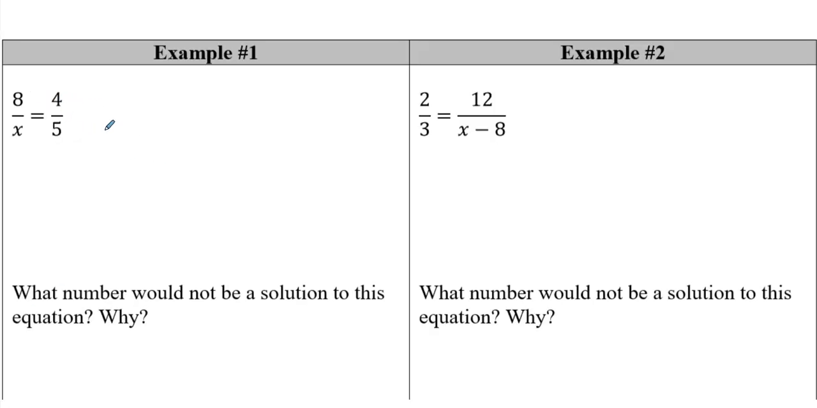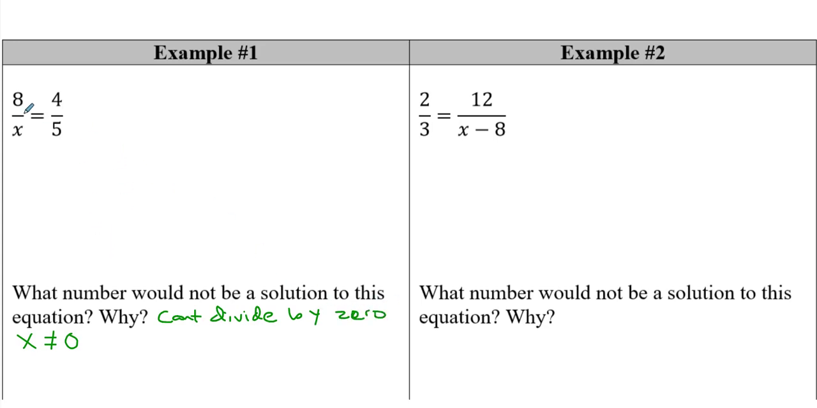We have 8 over x is equal to 4 over 5, and down below it is asking what number would not be a solution to this equation and why. Well, we know we have an x in the denominator, and if x were 0, then we would not be able to do anything here. We would have something that we call undefined. So we cannot assign a value of 0 for our x, so we simply state that by saying x cannot equal 0, and the why is we can't divide by 0.